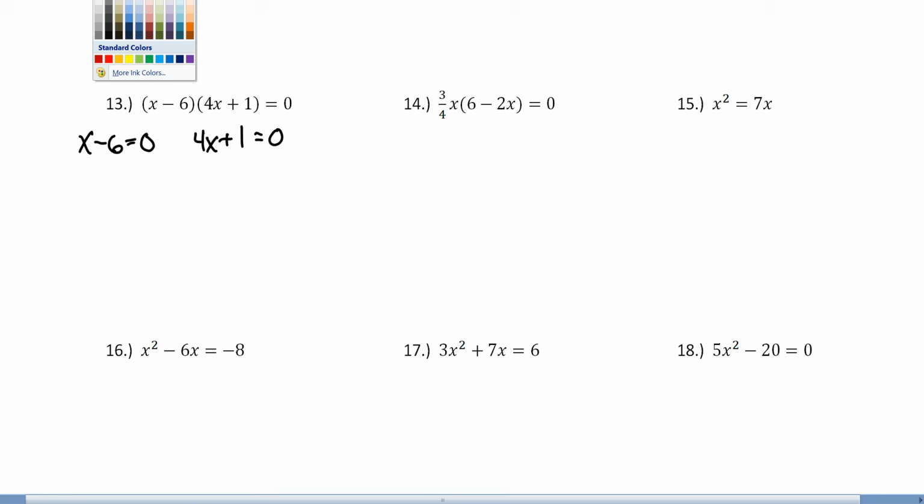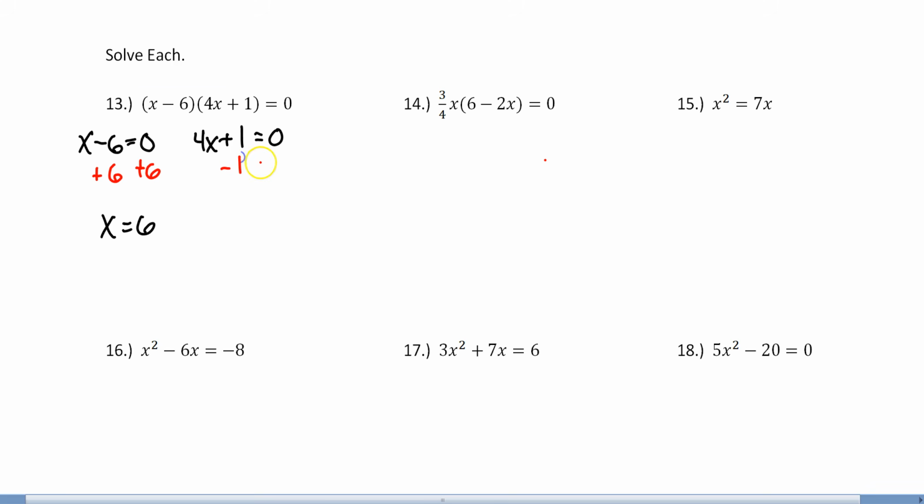And I solve each. This first one, I've got to add that 6 to each side. So I end up with x equals 6 is one of my answers. The next one, I'm going to have to subtract the 1 from each side. And then divide by the 4.